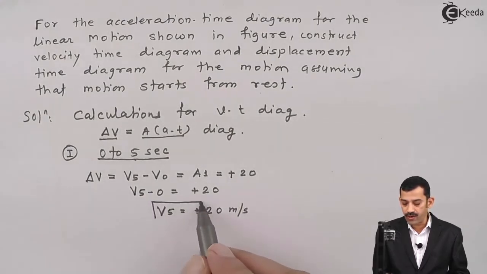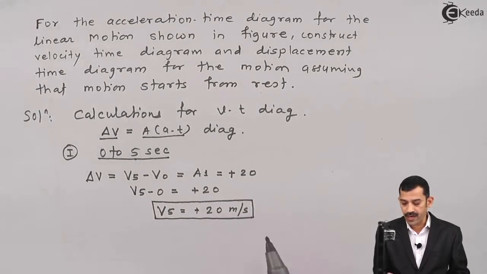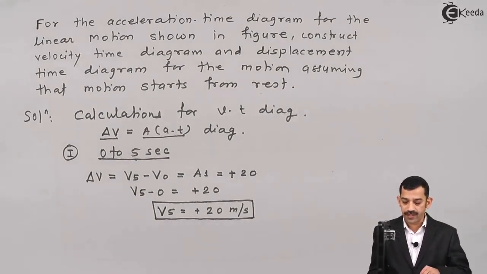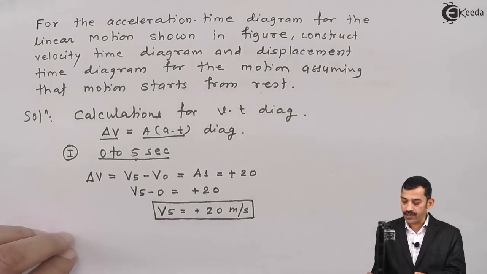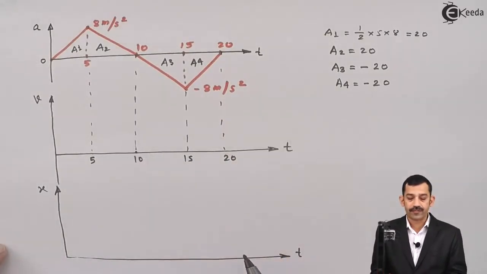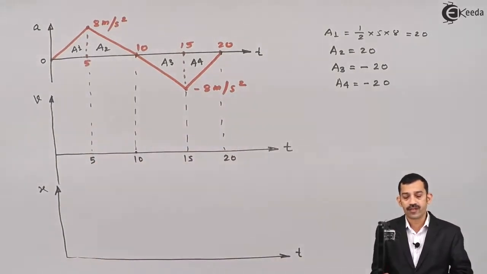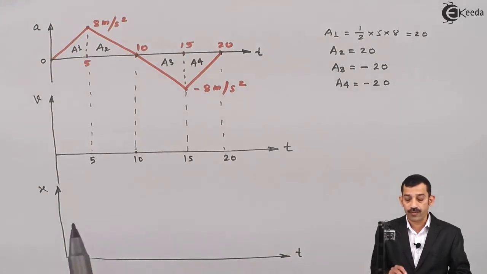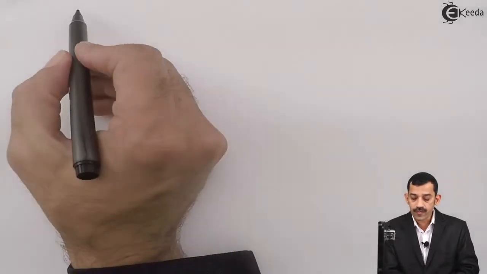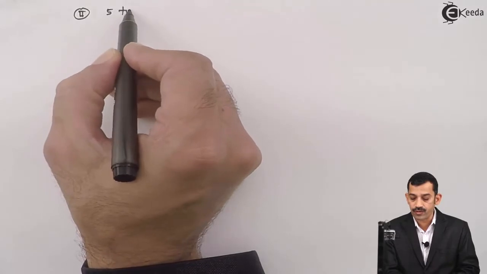Like this, we will find the velocities at 10 seconds, 15 seconds and 20 seconds. V5 is 20 meters per second. Let's see the next velocity, which we will find at 10 seconds. For that, again delta V equals the area under the AT diagram. From 5 to 10 seconds, the area is A2. So in the next step, the second time interval is 5 to 10 seconds.